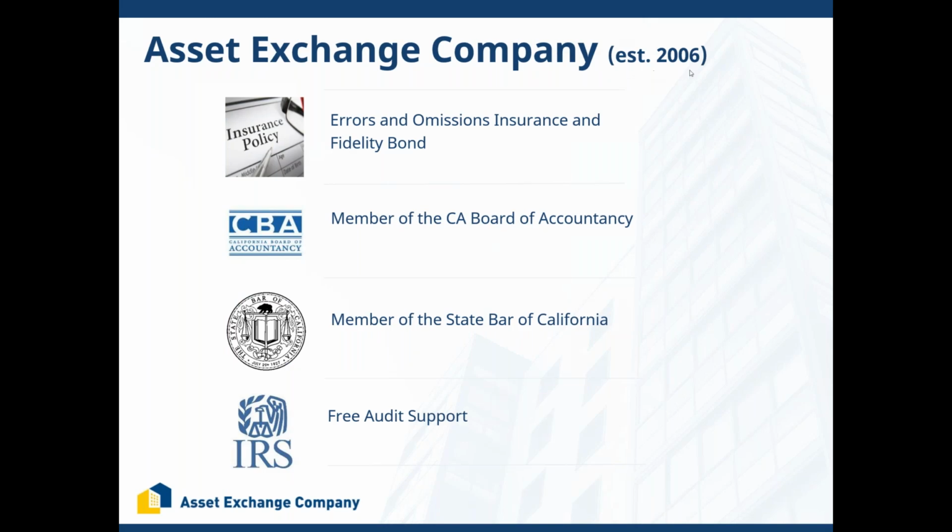As I mentioned, I've been in the business for 20 years. We started this company back in 2006. We handle hundreds and hundreds of exchanges every month. As a company, we are bonded and insured, which is required by state law. I mentioned we do have a tax attorney on staff. He is a member of the California Board of Accountancy, as well as the State Bar of California. One of the unique things about my company is that we do offer audit support. Now, you might think, well, geez, I don't need audit support. And you're right, you don't unless you get audited.